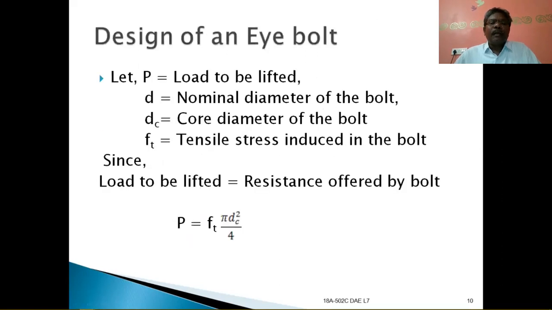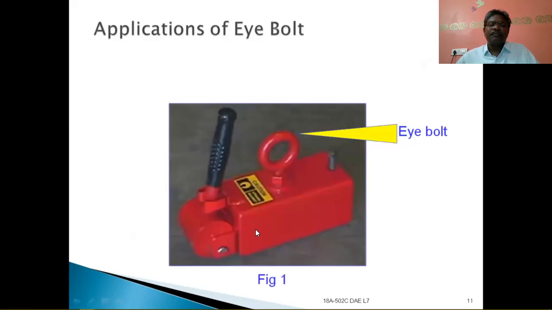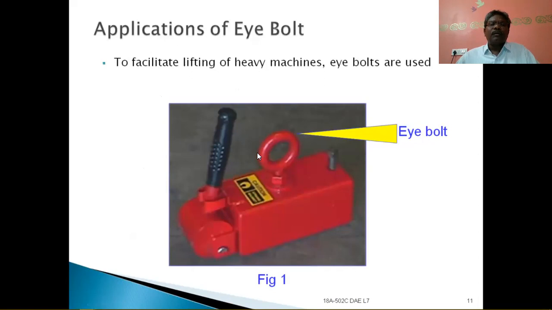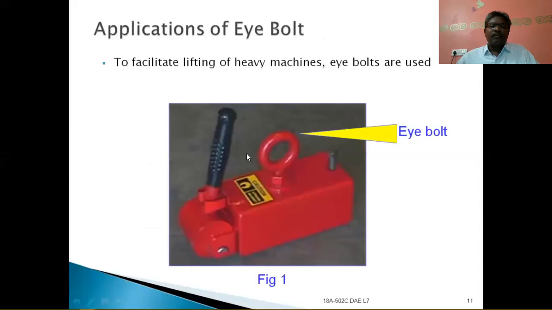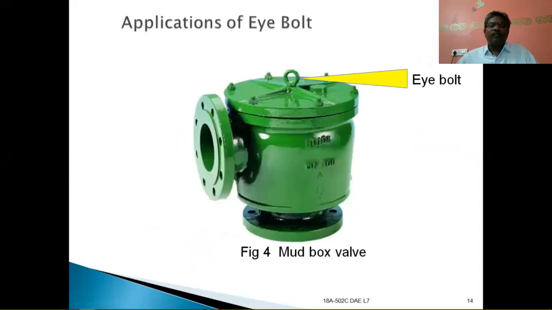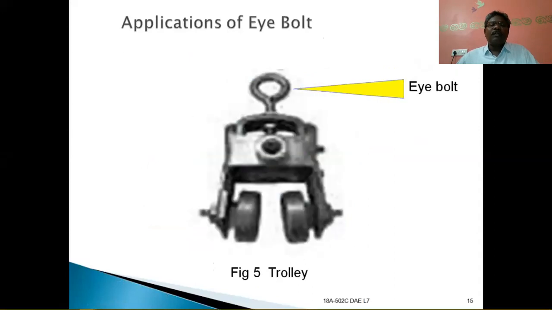So next is the design. That means the load to be lifted, or tensile load acting on the bolt, should be resisted by the bolt itself. So P is equal to sigma T pi by 4 DC square. This will be the formula for the design of an eye bolt. And applications, here you can see, for lifting of loads. So here is the electric motor, welding transformer, mud box valve, and trolley. All these are the applications. In all these cases, we are going to use eye bolts for lifting of loads.